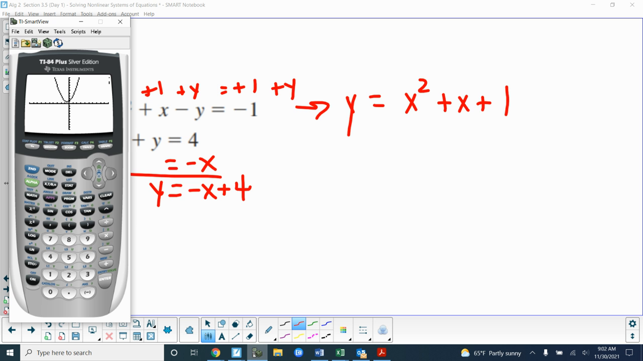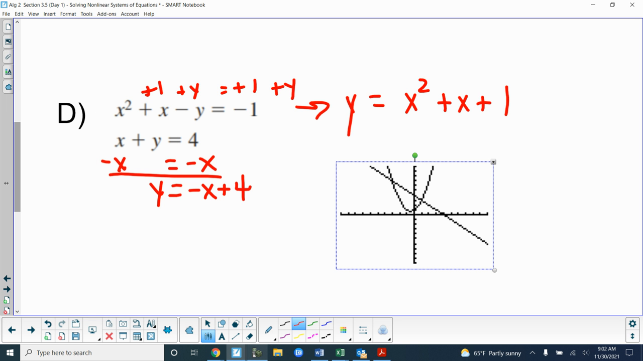So what do we get for this one? What are the two answers? Everybody have it? Not yet. 2, 3, and -3, 7. Did that show up in the table? Yes.